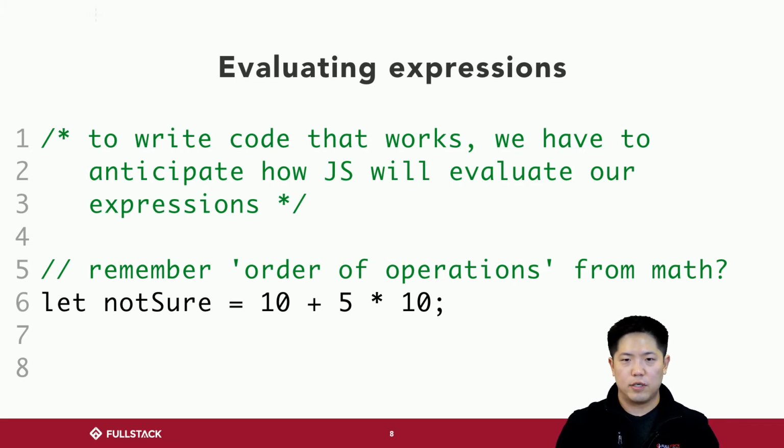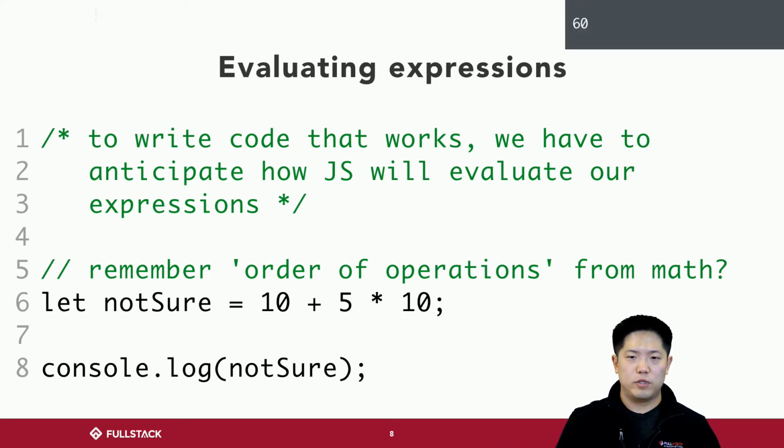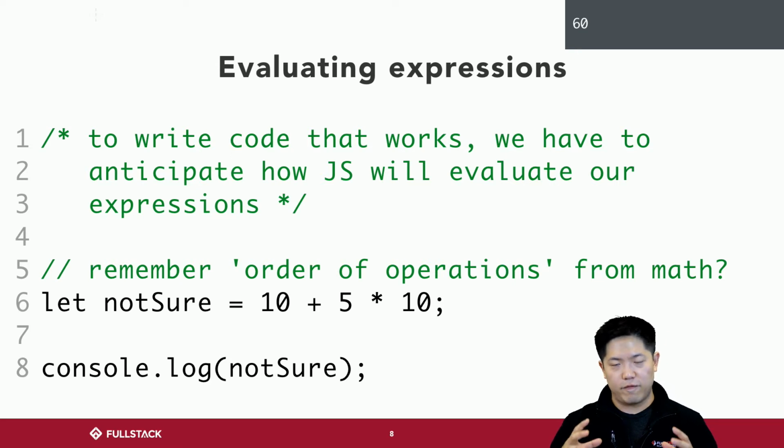It's a higher precedence. So if we say, let the variable not sure be assigned the expression 10 plus 5 times 10, and we console log, we should expect not the value 150, which would be 10 plus 5, 15 times 10, 150, but the value of 60. We do 5 times 10 first, so 10 plus 50 equals 60.